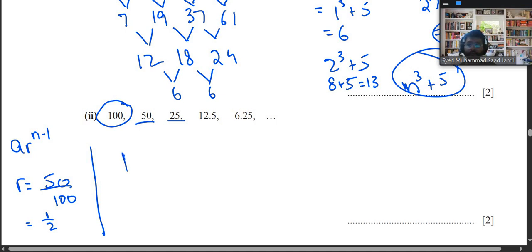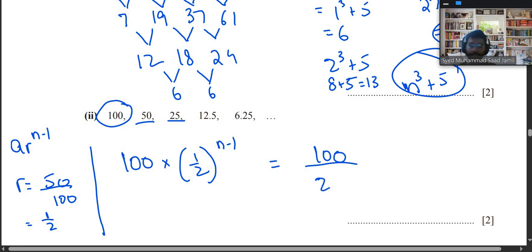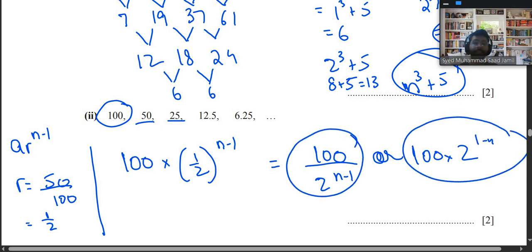So instead of A, I will write 100 multiplied by 1 upon 2 raised to power n minus 1. Instead of writing 2 raised to power n minus 1 in the denominator, I can also write 100 multiplied by 2, where the 2 comes up, so the position changes and it becomes 1 minus n. So both the answers are correct.